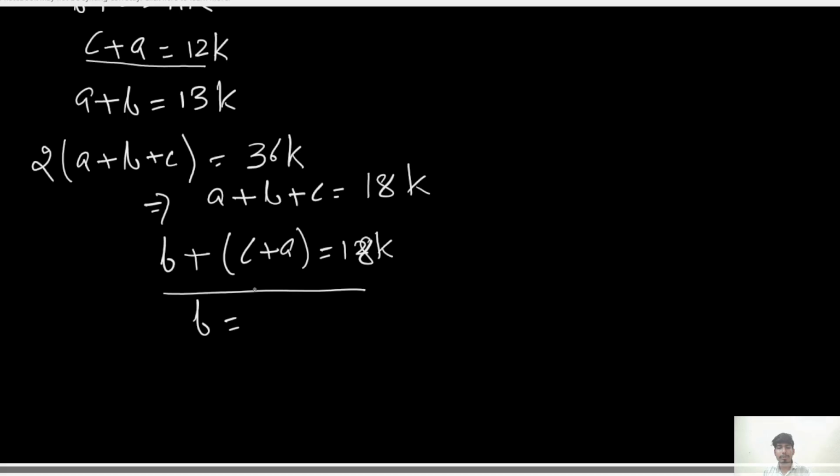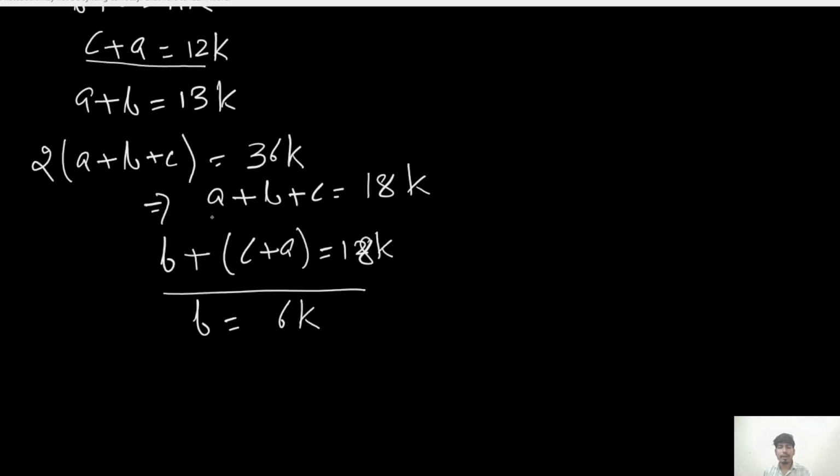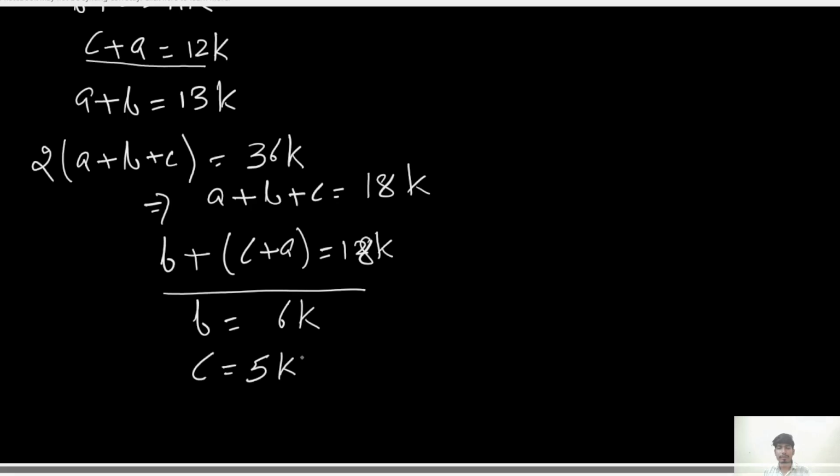Then b is equal to c plus a is 12, then b is 18k minus 12k, this is 6k, b is 6k, and similarly a plus b is 13k, then c is equal to 5k, okay students, and similarly you can get a is equal to 7k, okay. These are the values of a, b, c, okay.